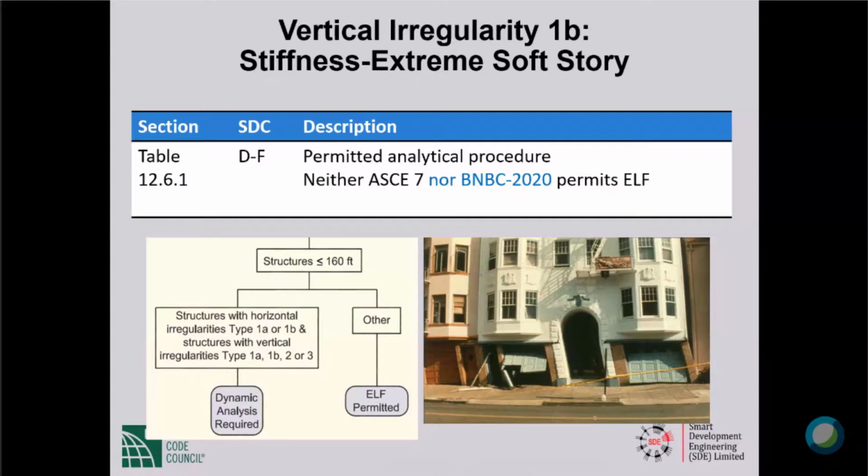So we go from soft story to extreme soft story. The restriction does not change. All we are required by ASCE 7 to do, other than the prohibition in E and F, is dynamic analysis. Okay, that's all we can do.